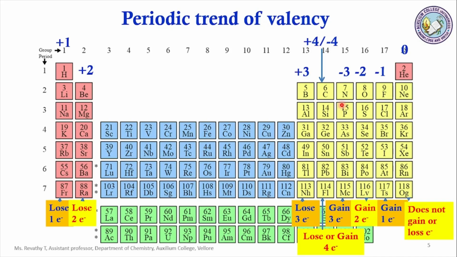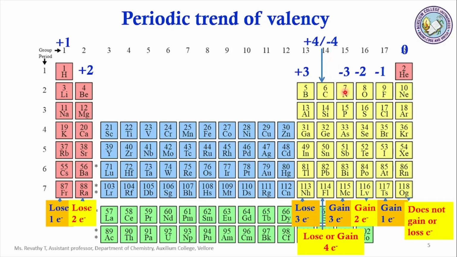In the periodic table, the group 1A elements or alkali metals lose one electron and form +1 ions. The group 2A elements lose 2 electrons and form +2 ions. Group 3A elements or the boron family elements lose 3 electrons and form +3 ions. Group 4A elements or carbon family elements, they either lose 4 electrons or gain 4 electrons. Hence, they form +4 or -4 ions.